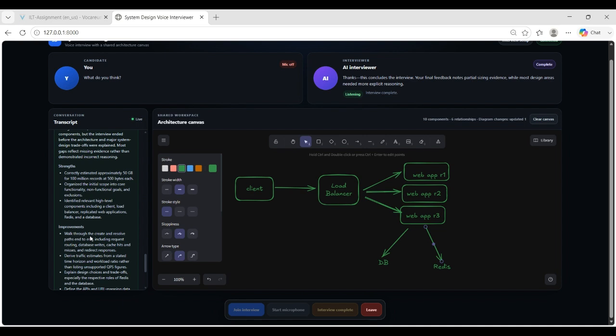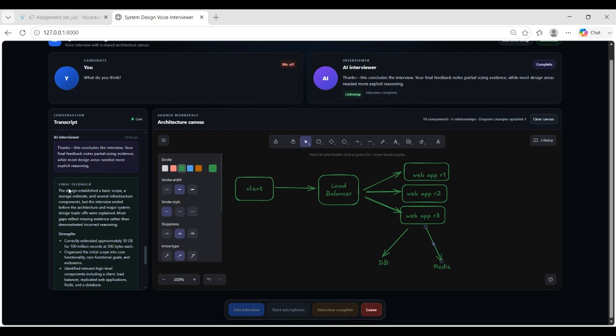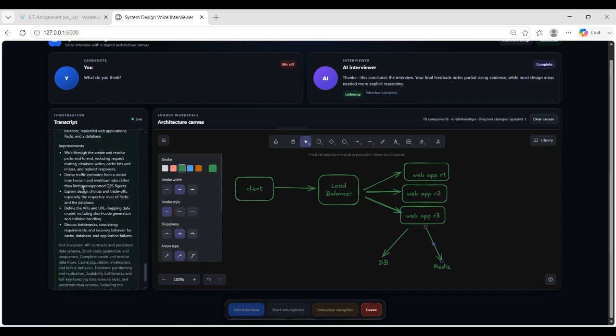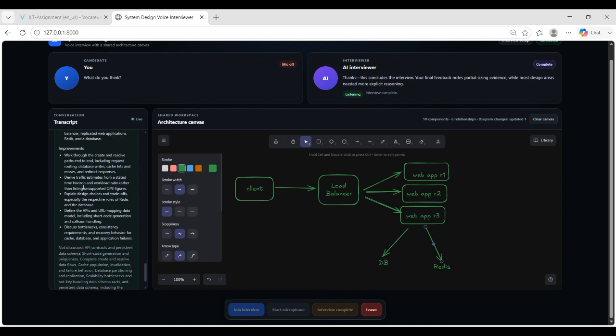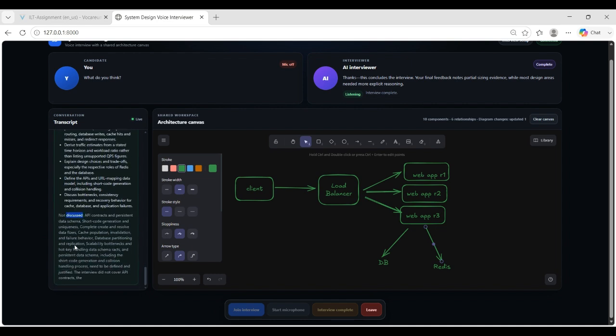Cool. So as you have seen at an overall level, we are able to communicate through the whole process, and the AI interviewer can also see this canvas in real time whenever it changes. Not in terms of screenshots, but a kind of data structure which takes up the incremental changes. In the end, we also get this detailed final feedback where we can see our strengths, the improvement areas, and what sort of things were not actually discussed. So, yeah, this is it. Thank you.